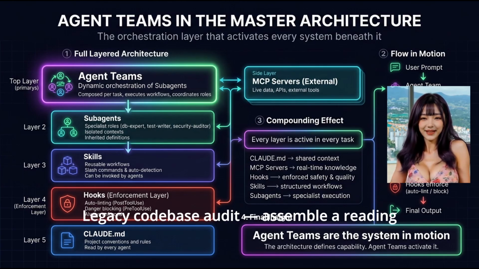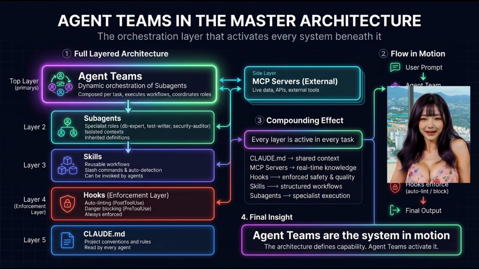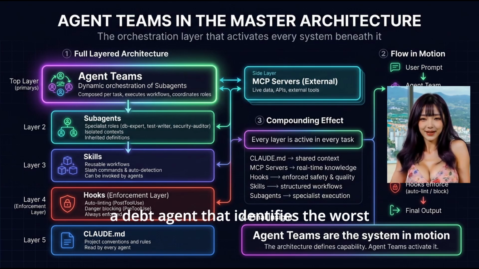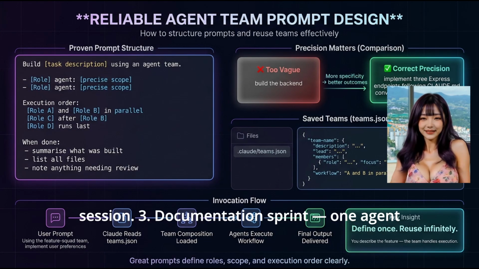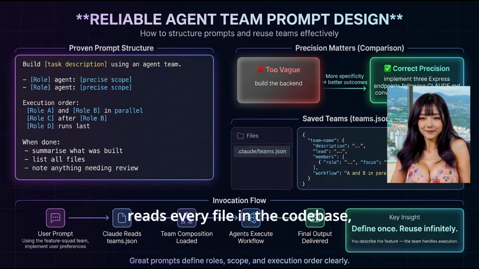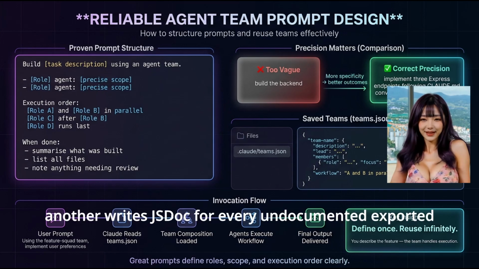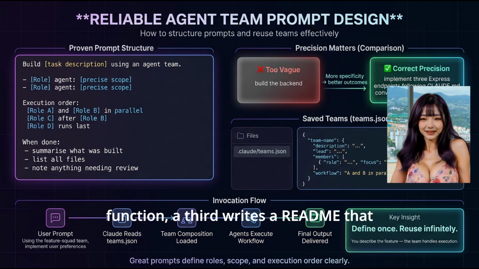2. Legacy codebase audit. Assemble a reading agent that maps the architecture, a debt agent that identifies the worst technical debt, and a security agent that scans for vulnerabilities. All in parallel. Get a full audit report in 1 session. 3. Documentation sprint. 1 agent reads every file in the codebase, another writes JSDoc for every undocumented exported function, a third writes a README that reflects what the code actually does. Documentation done in hours instead of weeks.